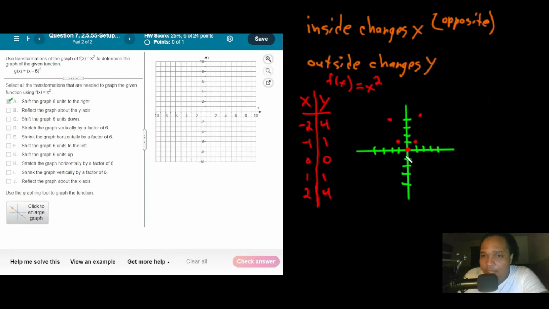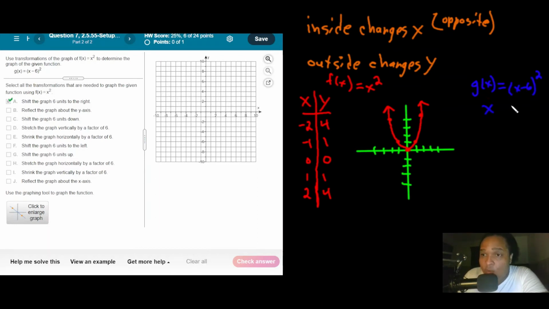We're going to connect the dots from both sides. It's going to keep on going in that direction, and in that direction. And look, we got our U. This is the original function of x squared. Now, take a look at the g of x that we had a little while ago. We have g of x is equal to (x minus 6) squared.